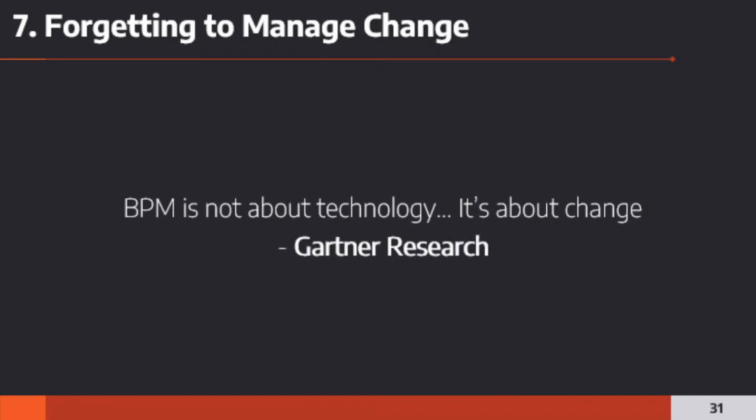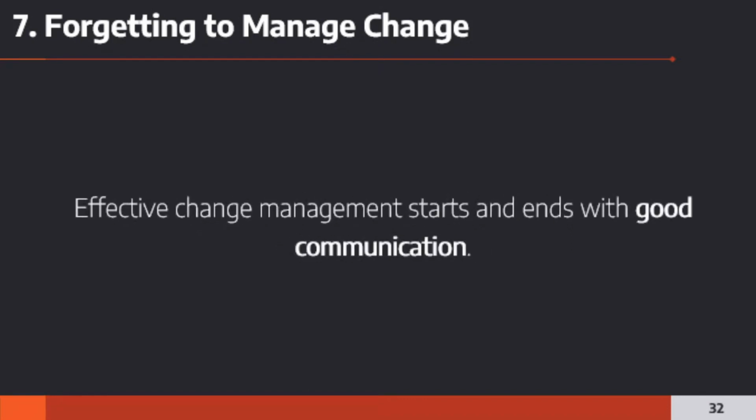Number 7 is when you forget to manage change. BPM is not about technology. It's all about change, according to Gartner research. Right? How can you manage good BPM? Well, effective change management starts and ends with good communication. You need to communicate. Okay?